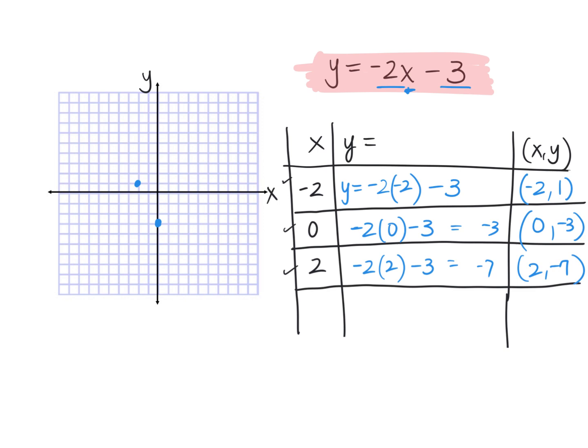1, 2, 3, 4, 5, 6, 7. Hopefully that's 7 that I counted right. All right. I'm going to connect those 3 points with a straight line, as straight as I can. I'm going to put arrows because it keeps going, because I could choose more points. All right, so you just graphed the following equation, y equals -2x minus 3.